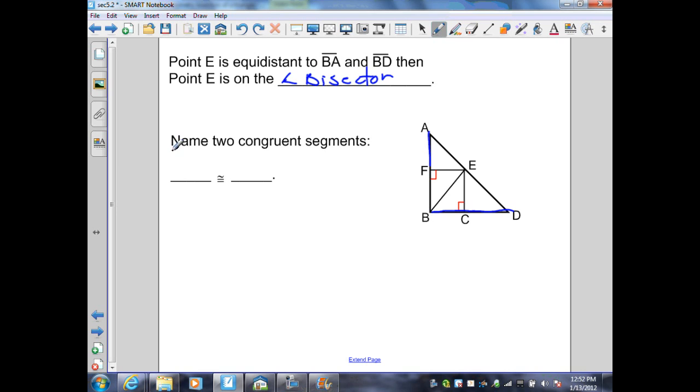Now they want us to name two congruent segments. Here I have segments from point E. I have EA and ED to the sides of the angle, and EC and EF to the sides of the angle. The only ones that we know that can be congruent are segments from that point on the angle bisector that are perpendicular to the sides. Therefore, segment EF is congruent to segment EC. I can't determine other lengths from E to the sides of the angle unless they are perpendicular to the sides of the angle.